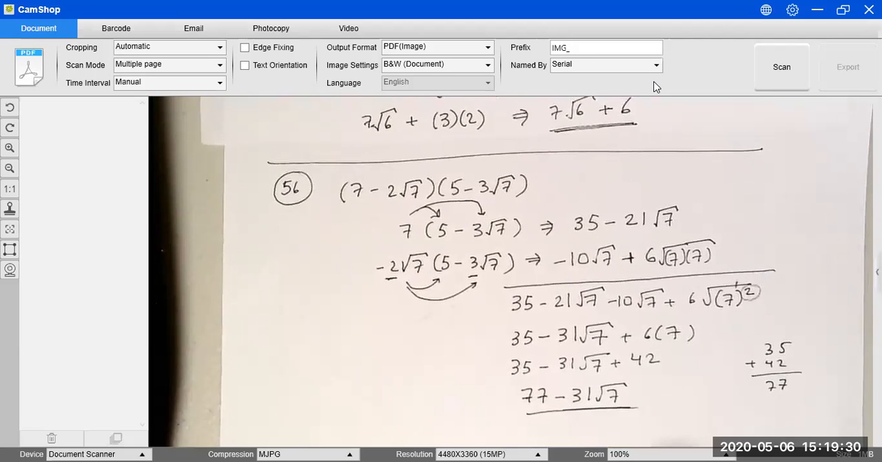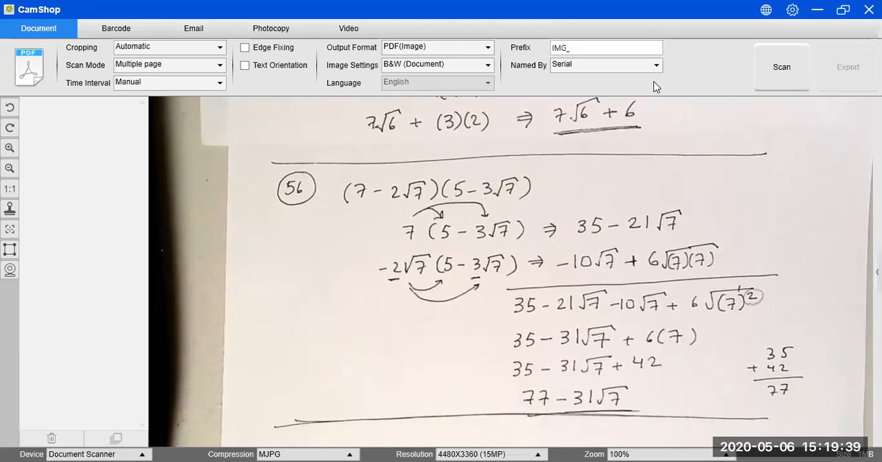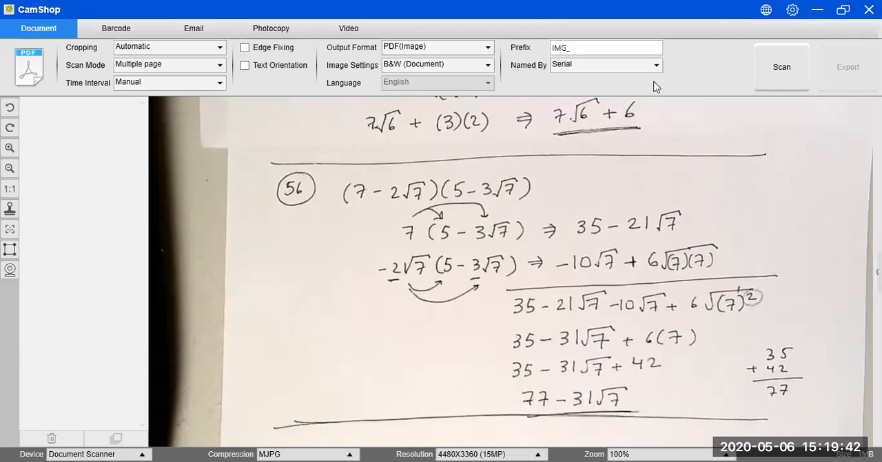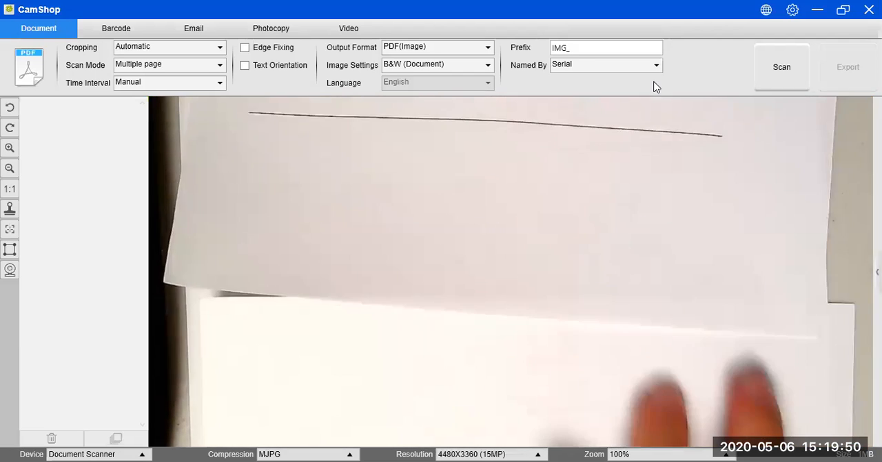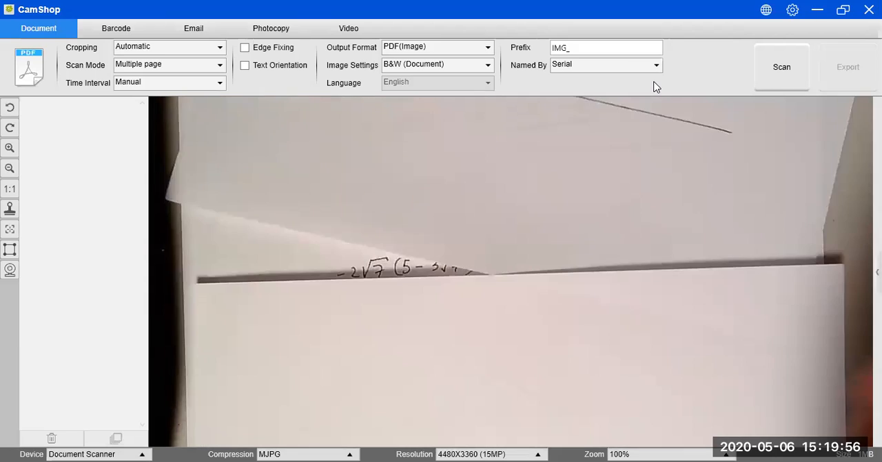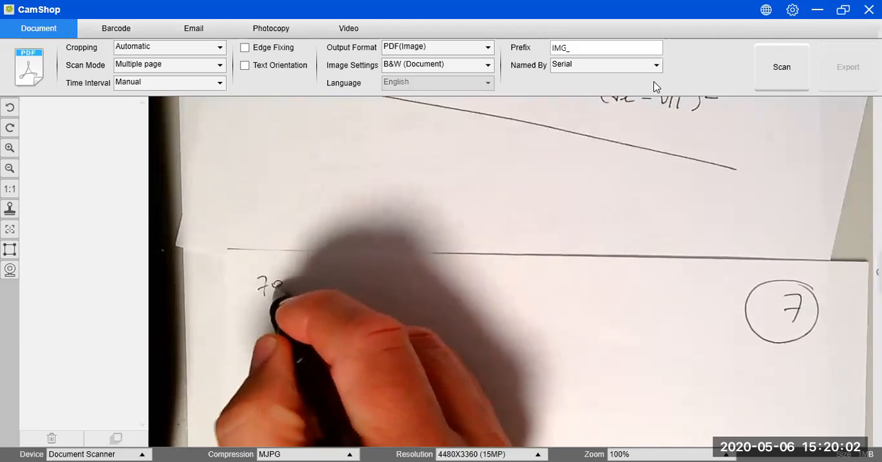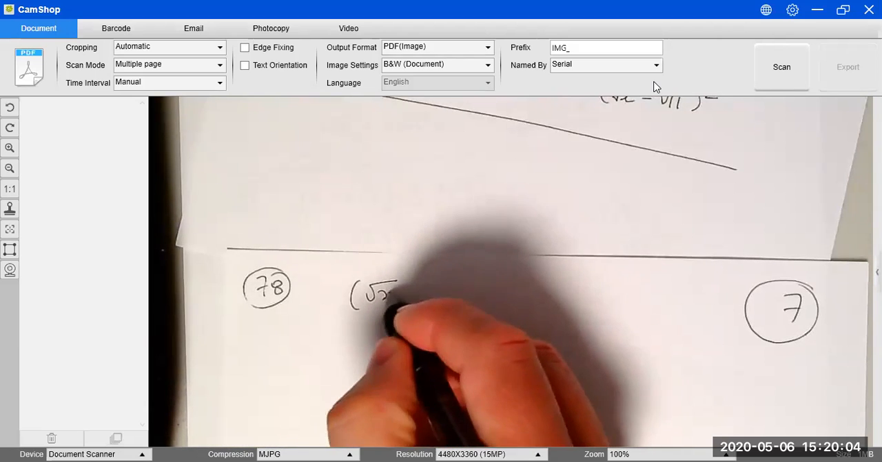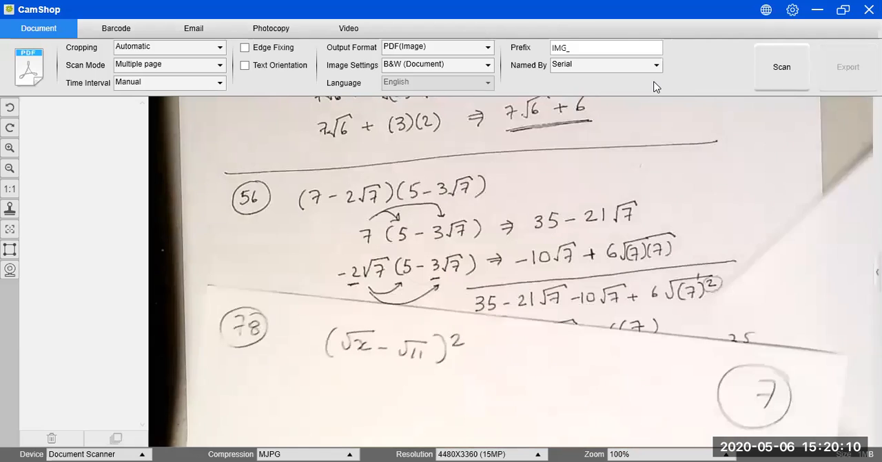So I have one more problem that is from Juan. Okay, so let's work one more problem. So that problem is 78. So let's copy 78. Okay. So 78 is just square root of x minus square root of 11, squared. So that's problem 78.